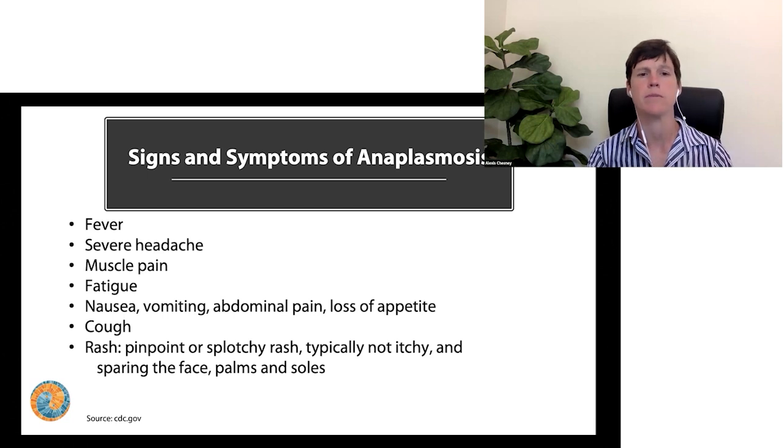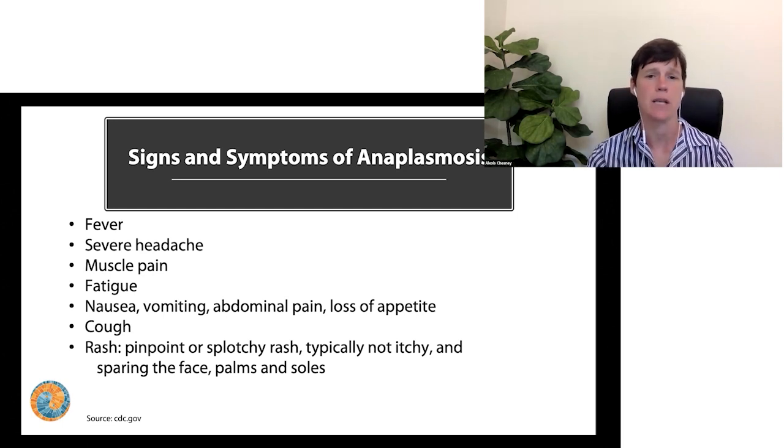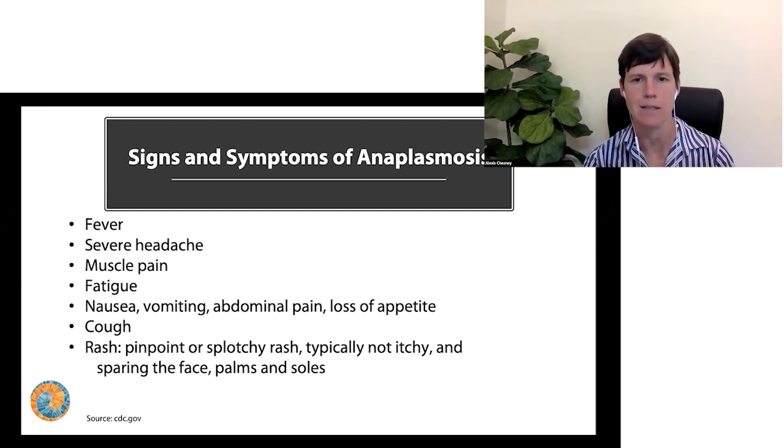So other than those symptoms, muscle pain, fatigue, flu-like symptoms, you can have a little bit of nausea, vomiting, or abdominal pain. It's a little more rare. Cough, a little more rare. A rash can happen. This is very uncommon, but it's kind of this splotchy rash around your body that's not on the face, palms, or soles. But mostly the top of the list are the symptoms that I see.